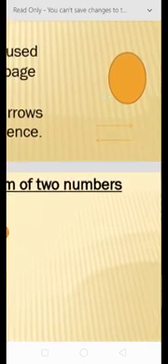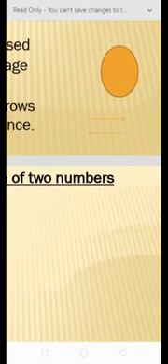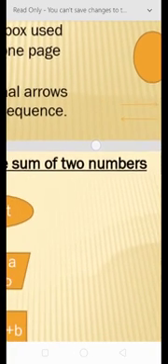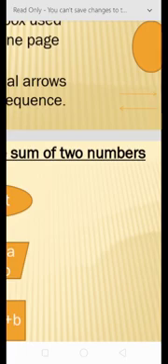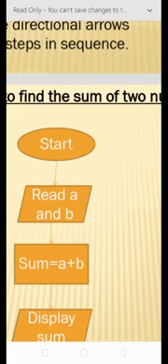And the last one are these arrow lines, which are called flow lines, which are used to show the sequence of steps we are making in the flowchart.